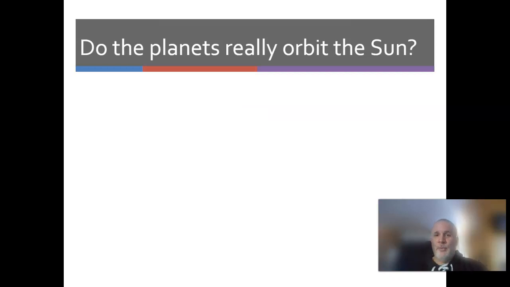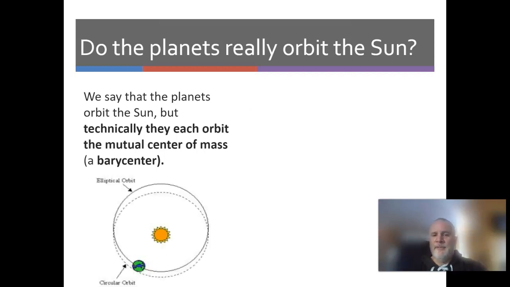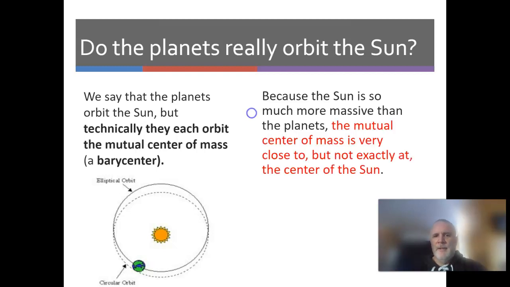So, do planets really orbit the sun? Yeah, but technically, it orbits a center of mass. So the sun and the Earth are orbiting a mutual center of mass called a barycenter. But because the sun is so massive and has so much of the total mass of our solar system, the barycenter is actually located within the sun, not at the very center of the sun, but within the mass of the sun. So that's why the sun wobbles a little bit.